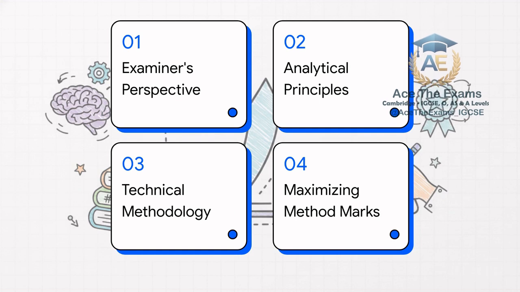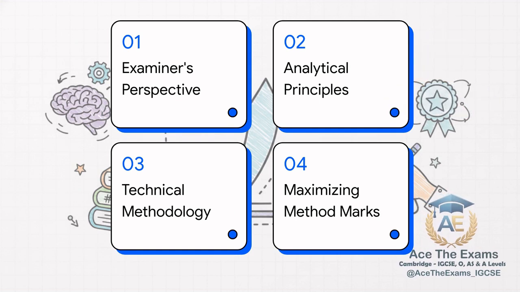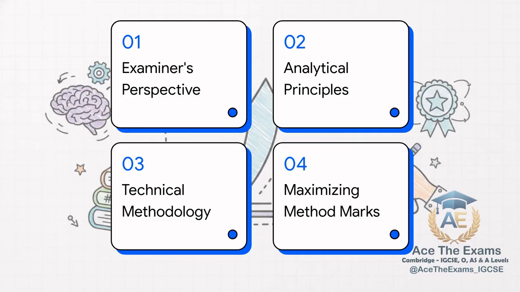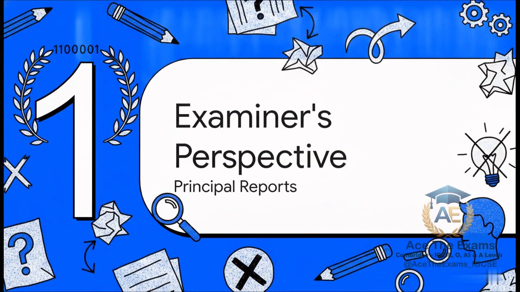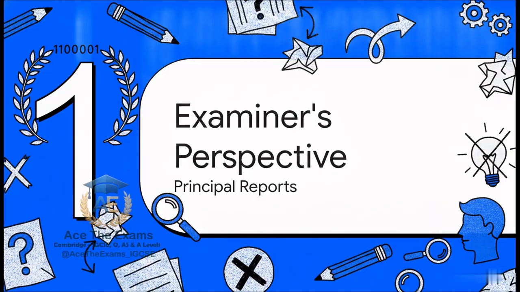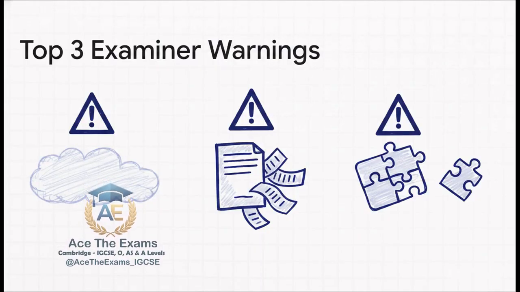So here is our tactical blueprint for today. First, we'll look at the examiner's perspective. Second, the core analytical principles. Third, the technical methodology. And finally, maximizing method marks. Let's start with Section 1, jumping straight into the examiner's perspective to see what the principal examiner reports actually say about lost marks. When we look at the reports, they reveal three incredibly consistent warnings across the board.